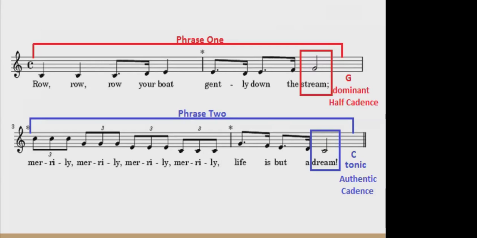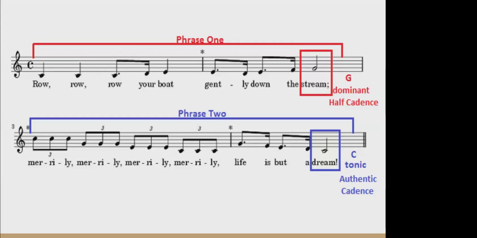Row, row, row your boat, gently down the stream. That's one phrase. Merrily, merrily, merrily, merrily, life is but a dream. And that's another phrase. And you could argue that the second phrase has two smaller phrases inside of it because of the punctuation. But I think that I'll stick with the big argument here of one large phrase and the second larger phrase there as well.